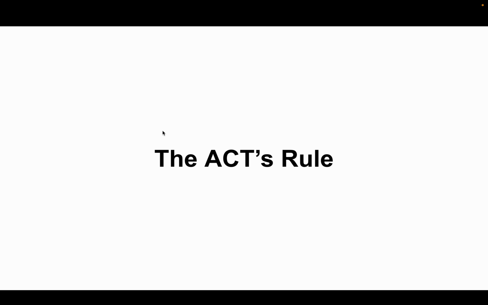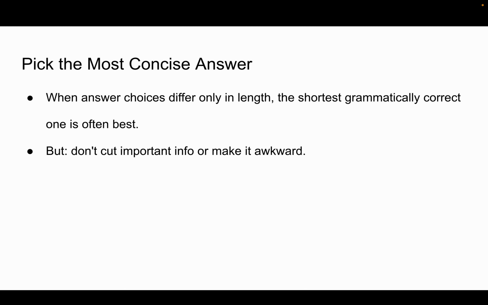The guiding principle, or the ACT's rule in terms of wordiness, is essentially to pick the most concise answer that preserves the original meaning and sound. If answers only differ in length or formality, then you're supposed to choose the shortest one, unless it removes an important detail or sounds awkward.